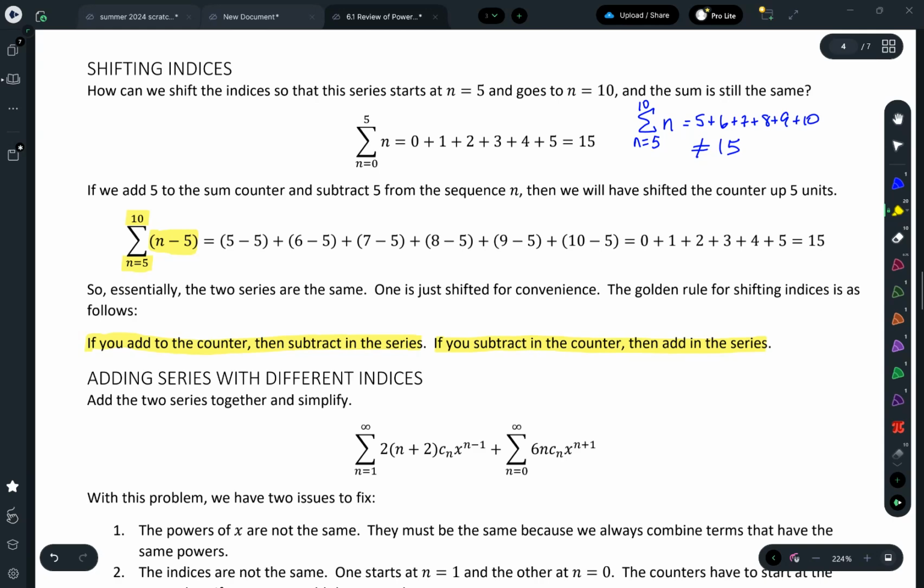All right, next topic is adding series with different indices.